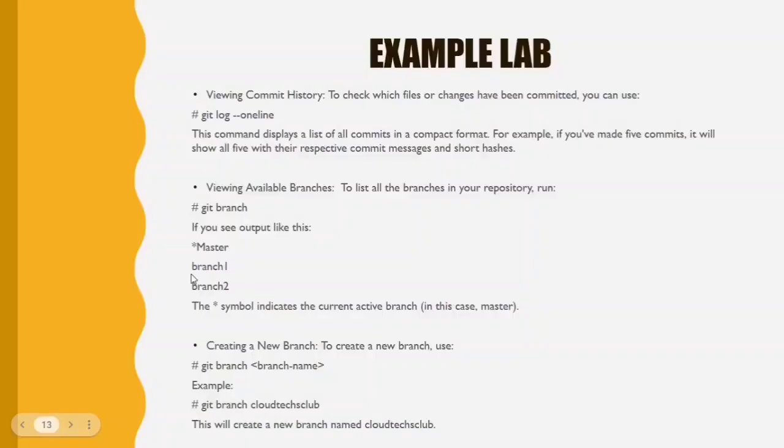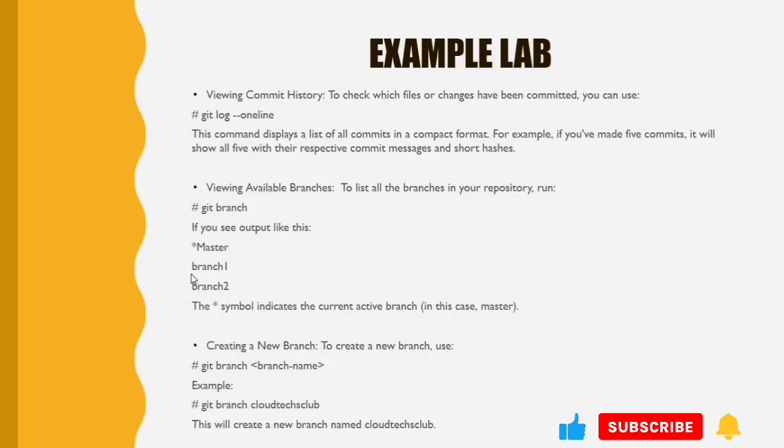Let us understand a few commands for creating branches. To check commit history, we can use the command git log --oneline. To see available branches and which is the active branch among the branches in the repository, we can use the command git branch. The asterisk symbol indicates the current active branch in the directory. In this example, you can see the asterisk in front of master. So master is the active branch here.